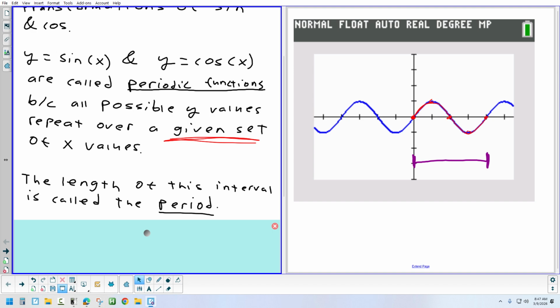So the length of that line that I drew in purple, that is called the period of the graph. It's the amount of horizontal distance that you have to travel before the graph repeats. And then again, that's called the period of the graph.